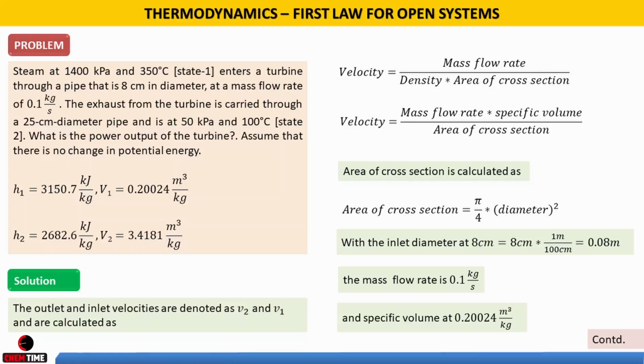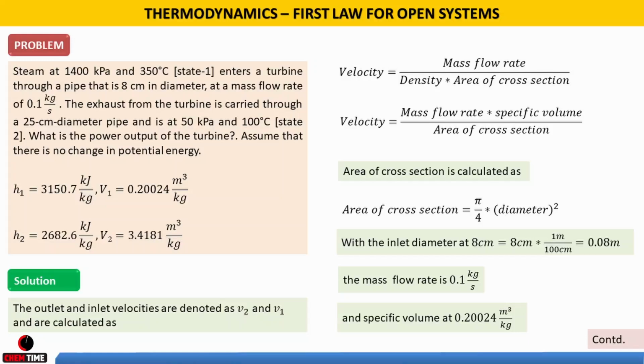We need to calculate the outlet and inlet velocities based on the following formula. Velocity is equal to mass flow rate by density into area of cross section. But 1 by density will be specific volume. As a result, velocity will be mass flow rate into specific volume by area of cross section. The area of cross section can be calculated as pi by 4 into diameter square.